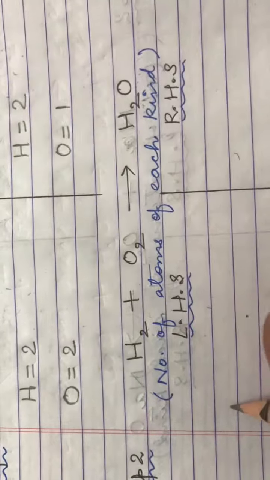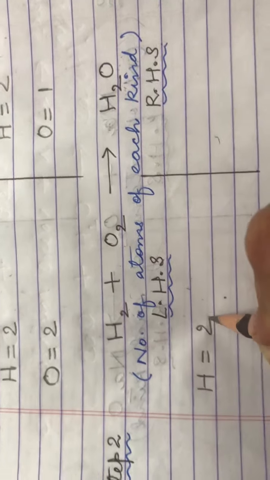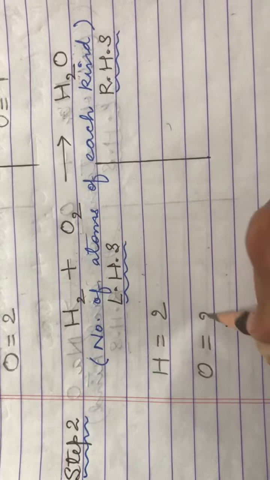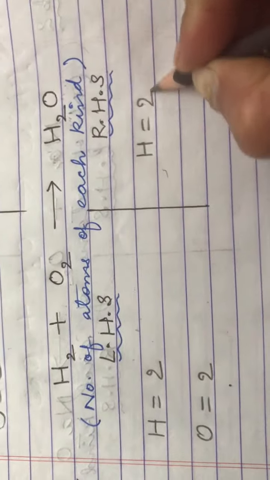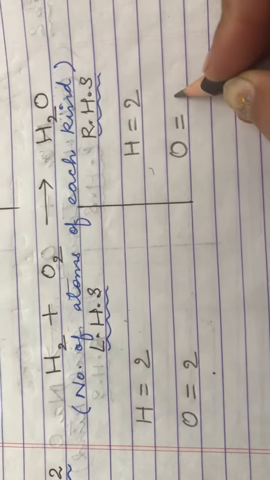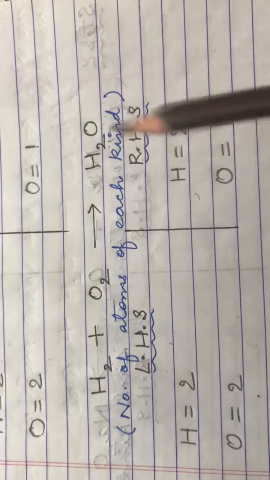To do so, we first write the atoms as it is. Number of atoms of hydrogen, as we know, are 2. Oxygen is also 2 on the left hand side. On the right hand side, hydrogen was 2 and oxygen is 1. Now, as I've told you, we'll first start balancing from the right hand side.